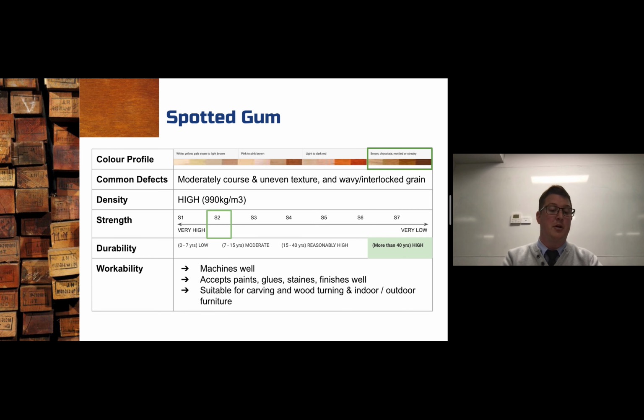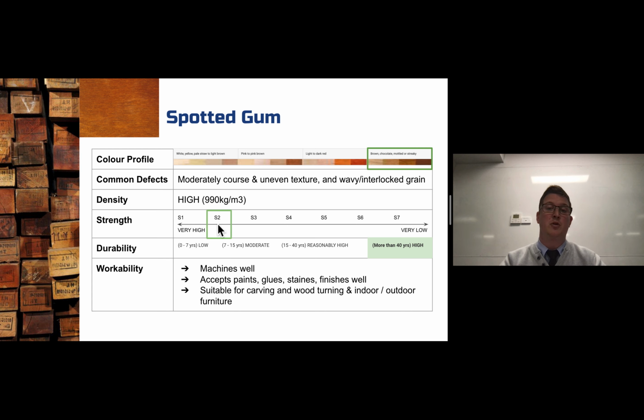So we'll start with spotted gum. Spotted gum, look at that. It's on the dark end of the colour profile. It's a little bit of a chocolatey colour. You can see we've got a sample up there. It's a very high density, 990 kilograms, so almost a whole tonne per metre cubed. And you'll see how that relates then.